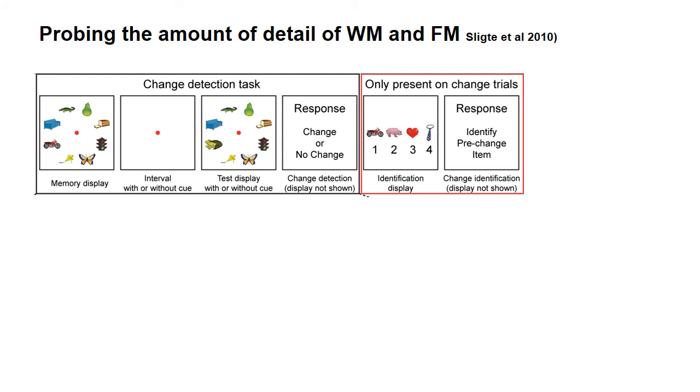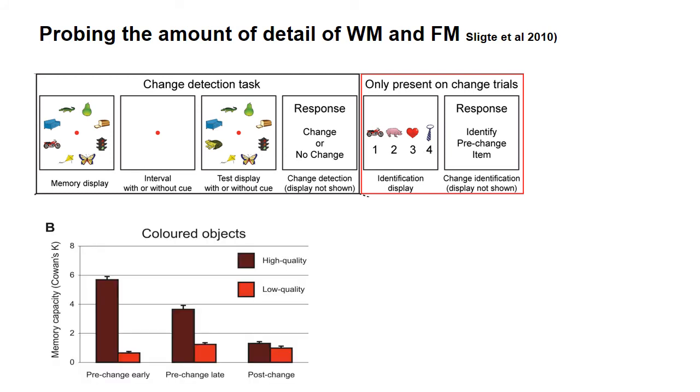Now, for both the fragile and working memory trials, we calculated capacities, as we did before. But these were now split up in either high-quality objects, which were based on trials where subjects not only detected the change, but also correctly identified the pre-change object, and low-quality objects, where subjects only correctly detected the change, but were at fault identifying the pre-change object.